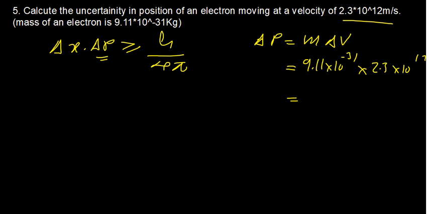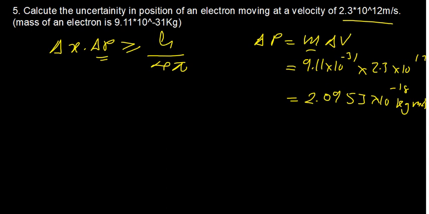9.11 multiplied by 10 to the power negative 31 and then multiplied by 2.3 times 10 to the power 12. So what I'm finding is 2.0953 times 10 to the power negative 18. This is the change in momentum. Now this is mass in kgs, and the velocity is in meters per second, so the unit for momentum is kg meter per second.